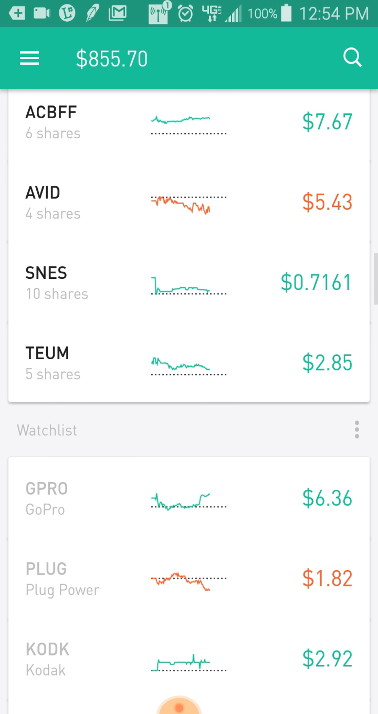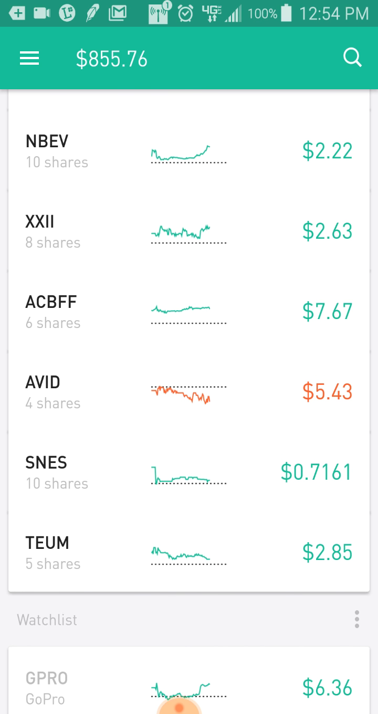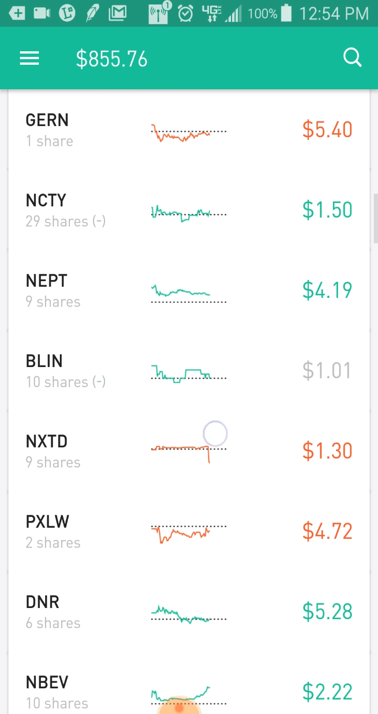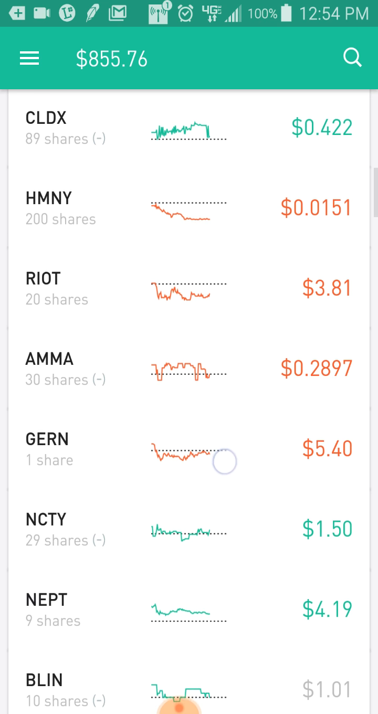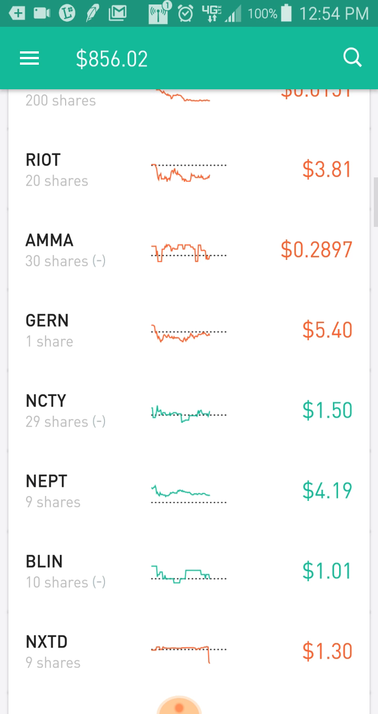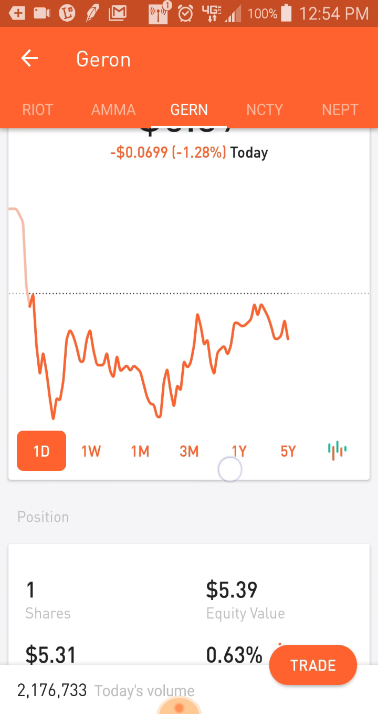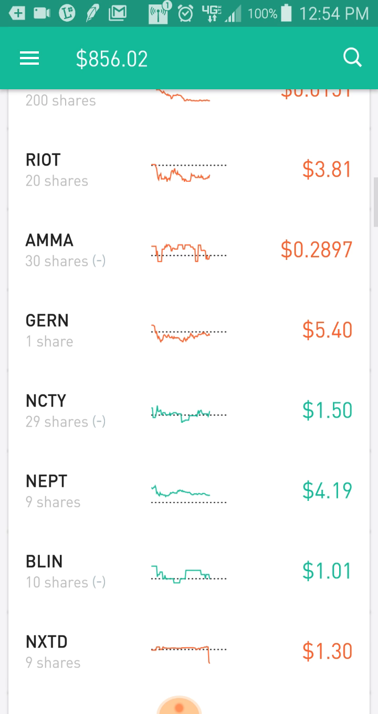I had a feeling yesterday that I was going to see a lot of green today, and I am seeing a lot of green. I have a few in the red, but a couple of these that are in the red I'm actually still up on by a little bit. So even though it's red, doesn't mean anything bad. So today's been a really good day.